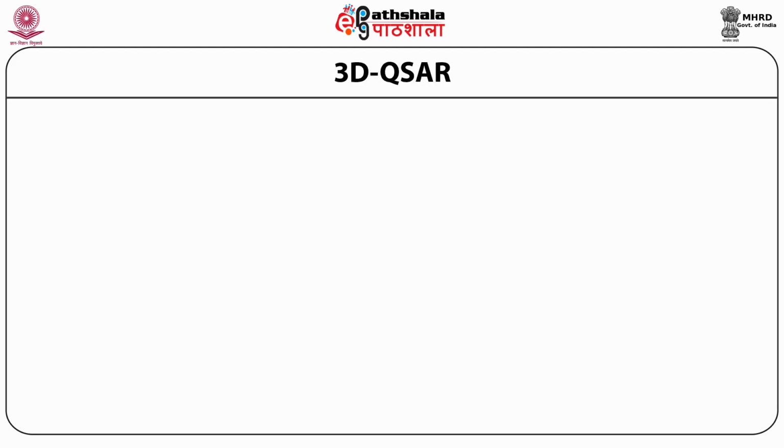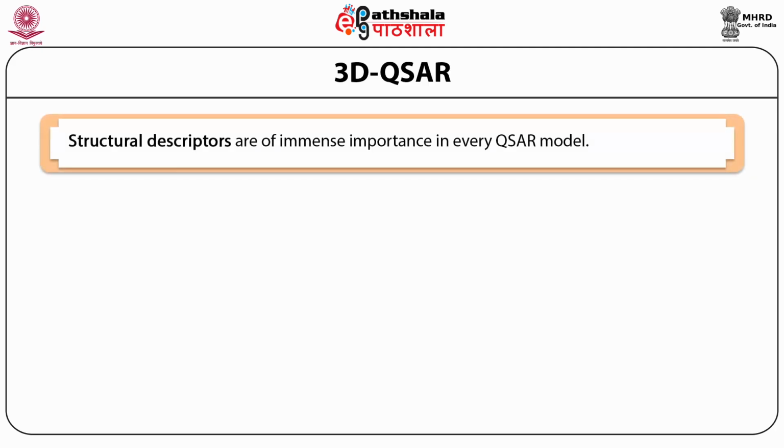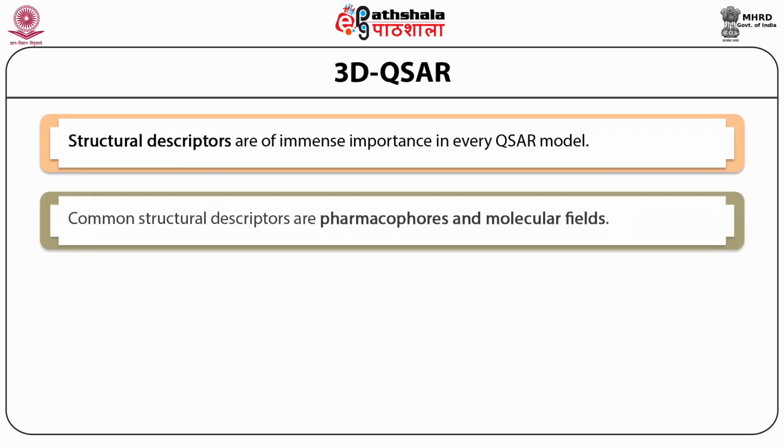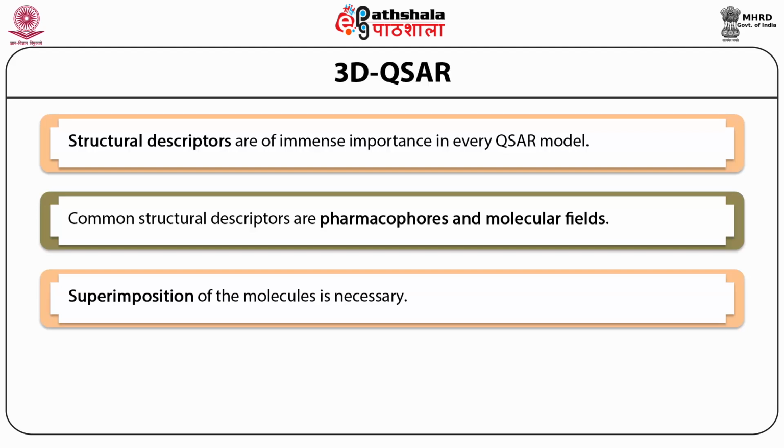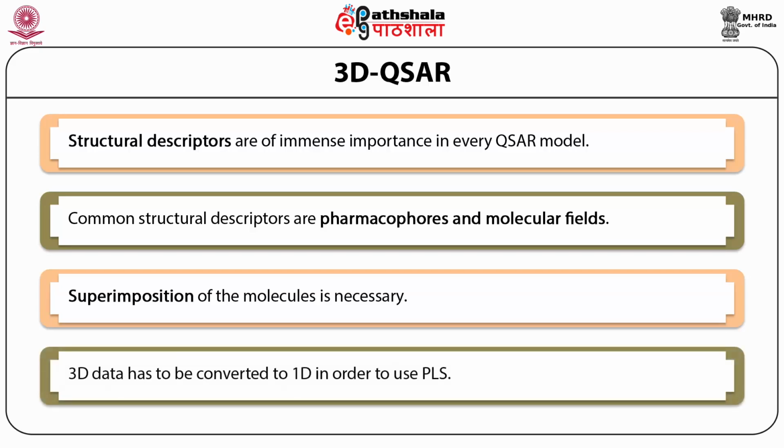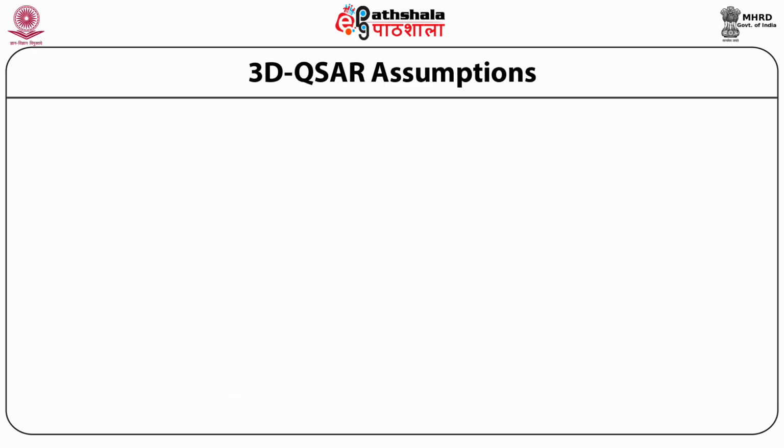In 3D QSAR, the parameters, as I have said, these descriptors are called structural descriptors. For a very obvious reason, structural descriptors are of great importance in doing QSAR. Now, the most common structural descriptors are pharmacophores or molecular fields, which will be shown to you. However, as I mentioned even in the previous slide, superimposition before calculating such a field is a must, so that the values are calculated in the same frame of reference. However, when one designs for regression, one needs to convert this data into 1D, a set of numbers, after all. So, we must understand the underlying assumptions for such a method.